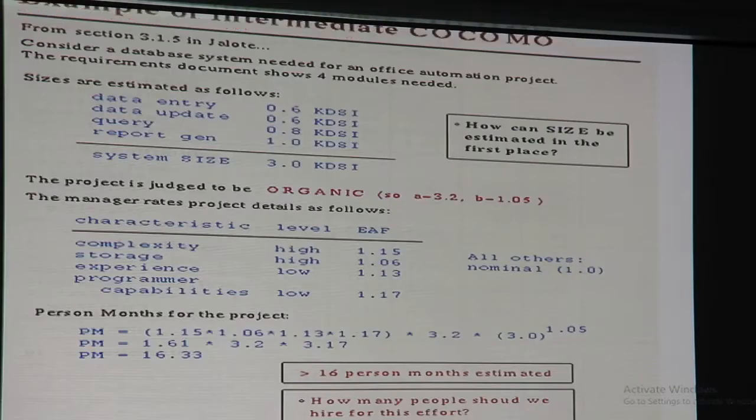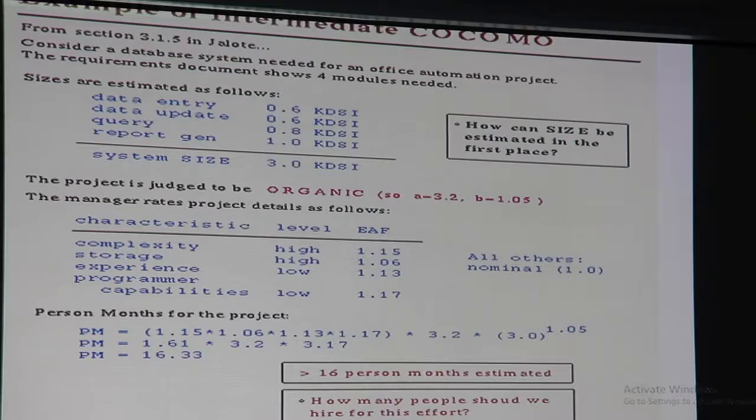Okay, so here is one example which I have taken, and the problem says we are going to calculate effort for intermediate COCOMO. Consider a database system needed for an office automation project. The requirements document shows 4 modules needed. Basically, sizes are estimated as follows.